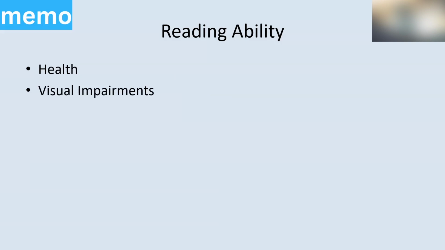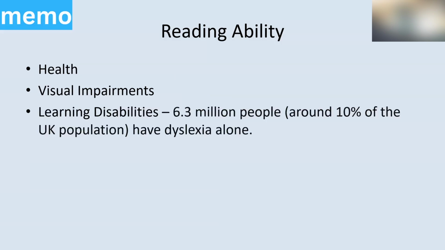With maybe visual impairments, physically seeing what is on the page or the screen is difficult. That can affect our ability to read. There may be learning disabilities. Around 10% of the UK population has dyslexia alone. So that doesn't include any of the other learning or reading disabilities that people can have, and 10% is huge.